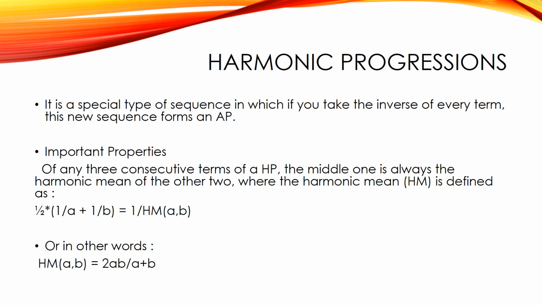Harmonic progression is a special type of sequence in which if you take the inverse of every term, this new sequence forms an AP. Of any three consecutive terms of an HP, the middle one is always the harmonic mean of the other two, where the harmonic mean is defined as: half times (1/A + 1/B) is equal to 1/HM(A, B), or in other words, HM(A, B) = 2AB/(A + B).